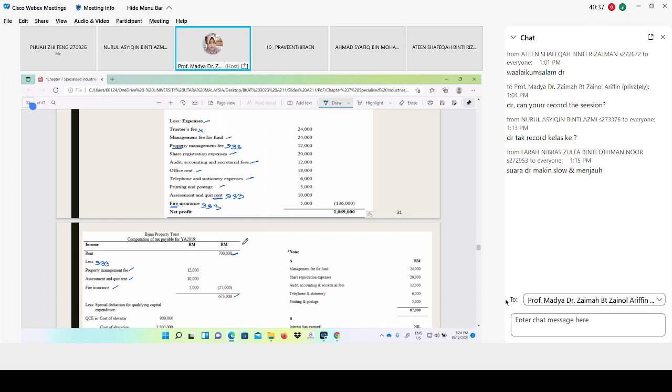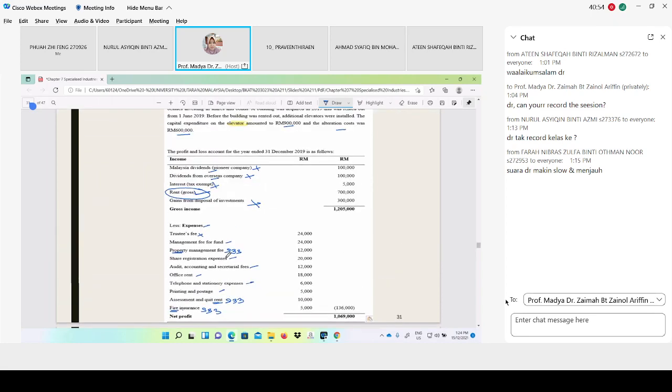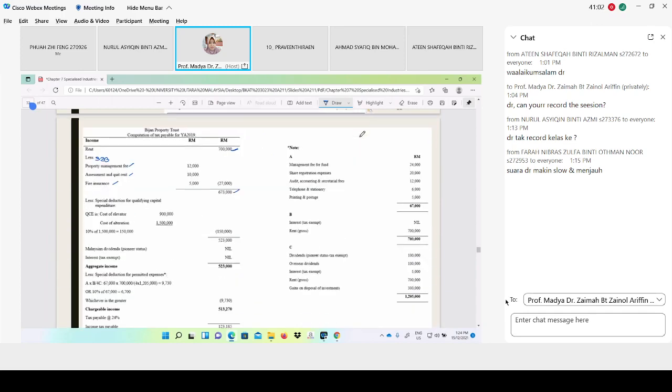After you deduct the section 33 expenses, for you to get the statutory income for rental income, you have a special deduction for QCE, but only 10%. In here, you know that the elevator is 900,000 and the cost of alteration is 600,000. And then the total QCE now is 1.5 million.